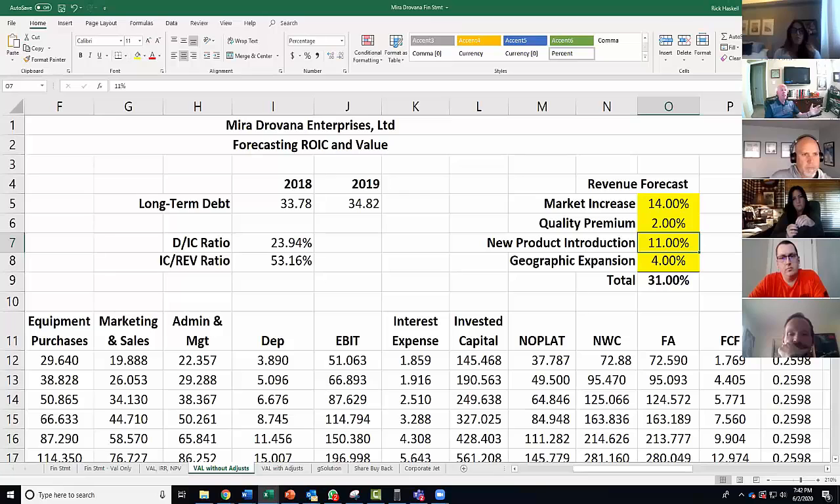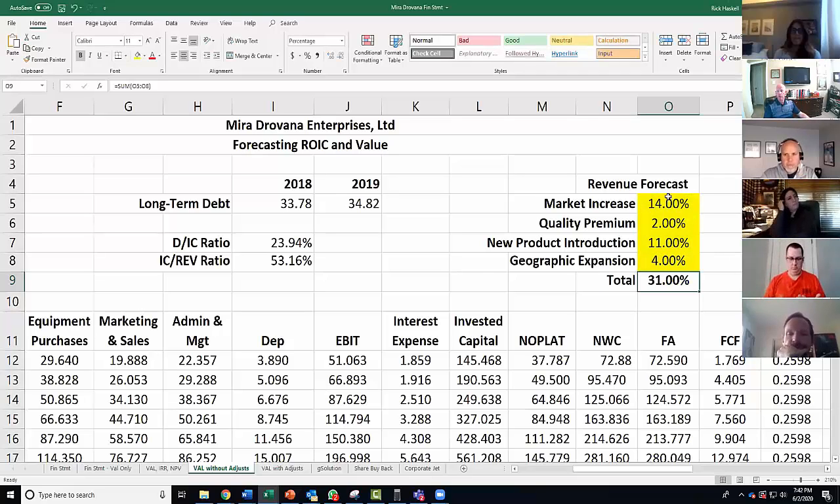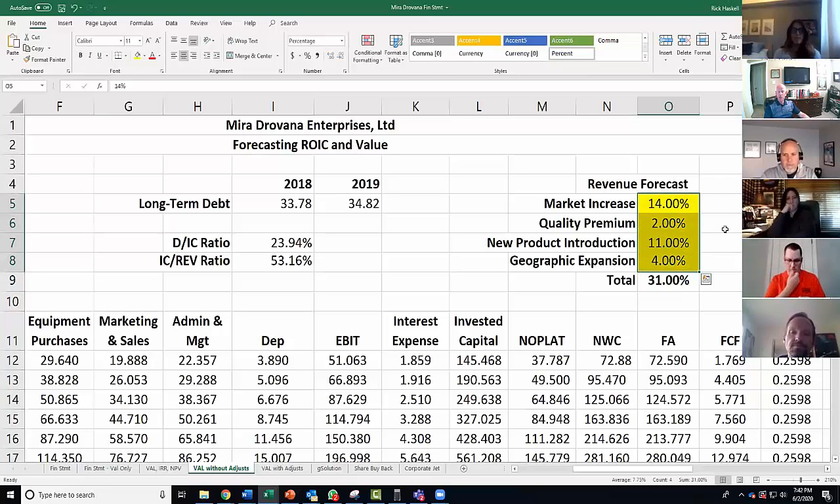Well, if I can believe all of you guys, and I'm going to believe you at the moment, I've got a 31% overall growth rate in my revenue next year because of my forecasting of each of these elements. I believe I'm going to see 31% revenue growth next year. Does that seem like a reasonable figure?